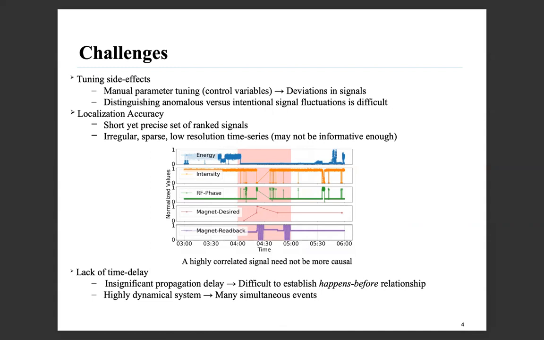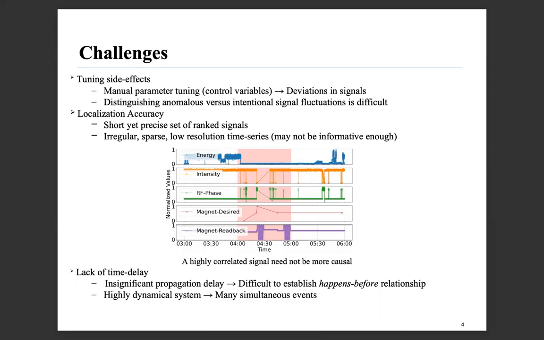Second, correlation is not causation. For example, in this figure, the RF signal highly correlates with the performance drop as indicated by the energy and intensity signal. However, the actual cause behind this instability is the magnet signal that flips off and on during this anomalous time. So coming up with a list that is short yet accurate is challenging.